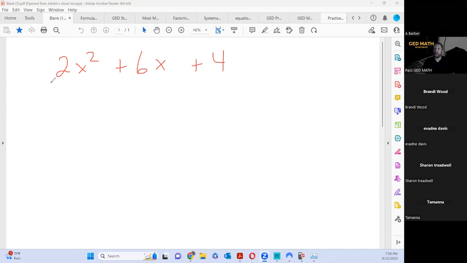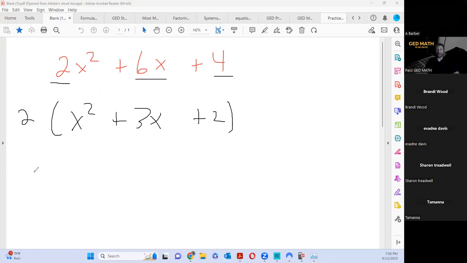First of all, what you should notice is that all these are even. There's a number that goes into each one, and that's 2. So I'm going to factor out a 2. Pull out a 2: 2 times (x squared plus 3x plus 2). So I pulled out that 2, and now you have a smaller quadratic equation.